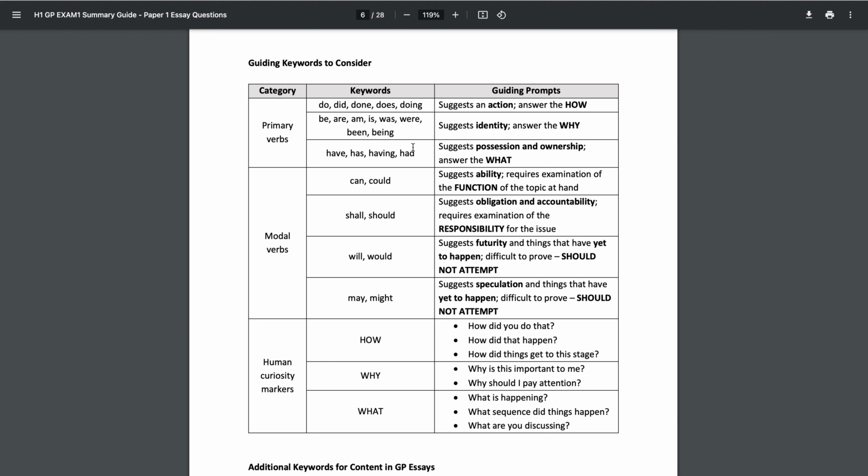Okay, everything else, you can use the keywords to think about what the question really requires you to answer. If it's anything related to action, do, did, done, does, doing, it should be your response rather, should be answering the how. How is this being done?